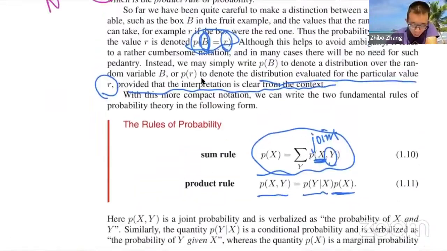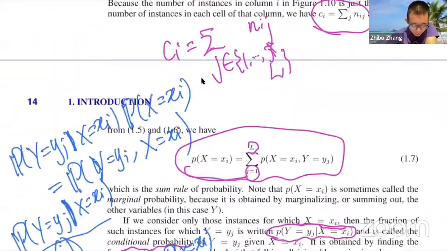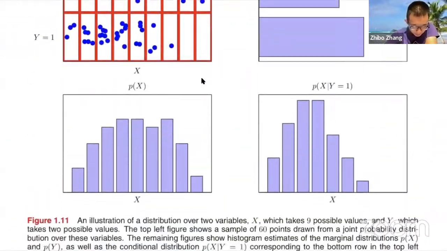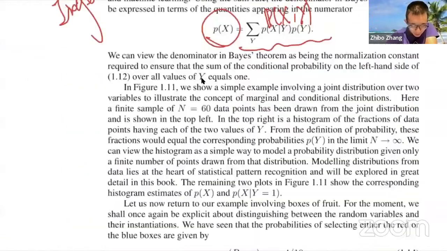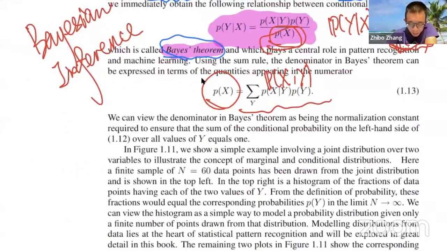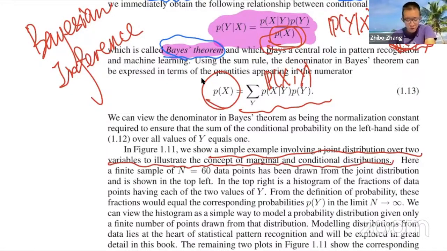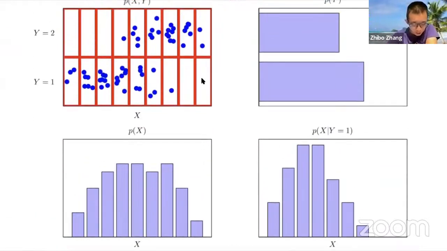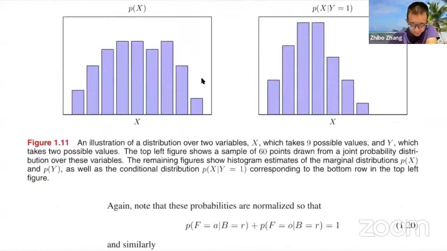In figure 1.11, which is where is 1.11? Okay, this is 1.11. So we show a simple example involving a joint distribution over two variables to illustrate the concept of marginal and conditional distributions. Let's actually look at it.